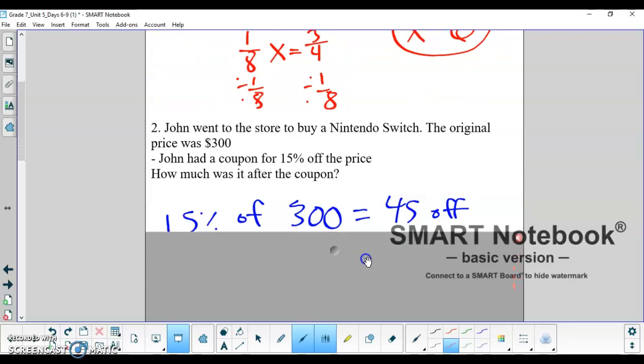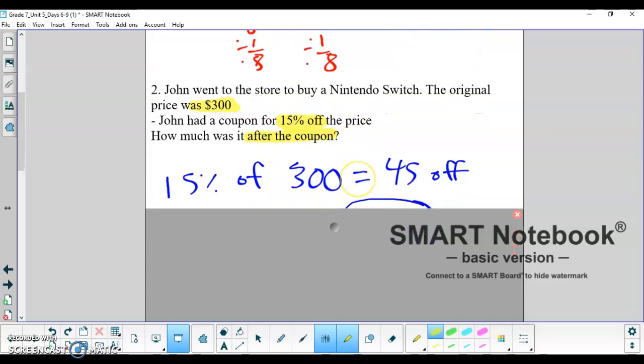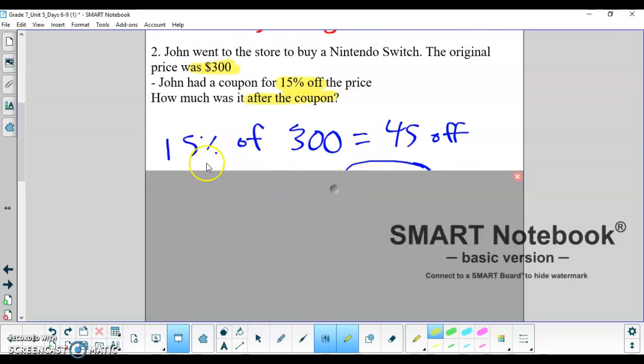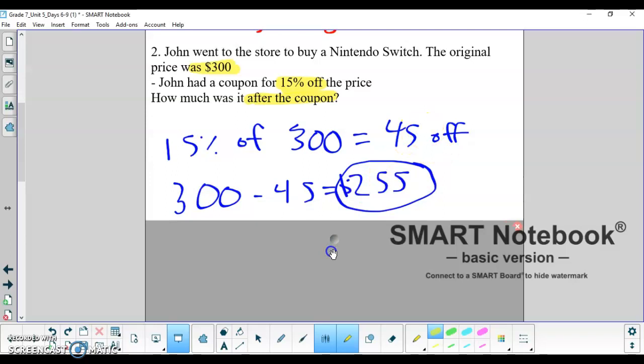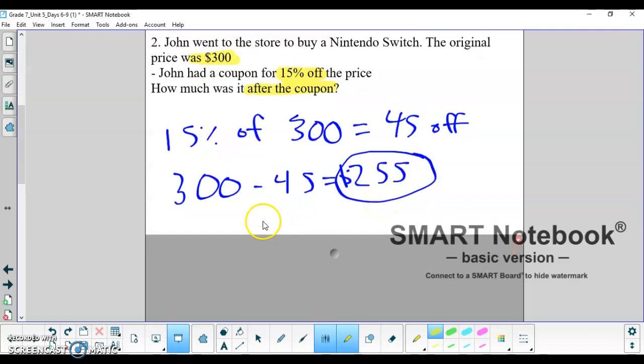Number 2, our discount question today. John went to the store to buy a Nintendo Switch. The original price was $300. He has a 15% off coupon, and they want to know how much it was after the coupon. So the first thing I wanted to find was how much was that coupon worth? Well, it was 15% of the $300, means that they're going to take $45 off that Nintendo Switch. But again, since the problem wanted to know the final price I would pay after the coupon, I'm going to take the original price, subtract the $45 discount coupon, and end up with a final price of $255.